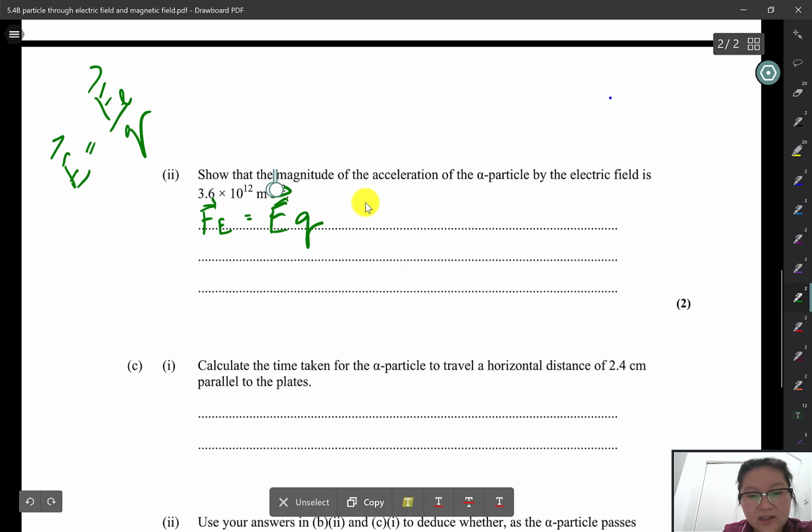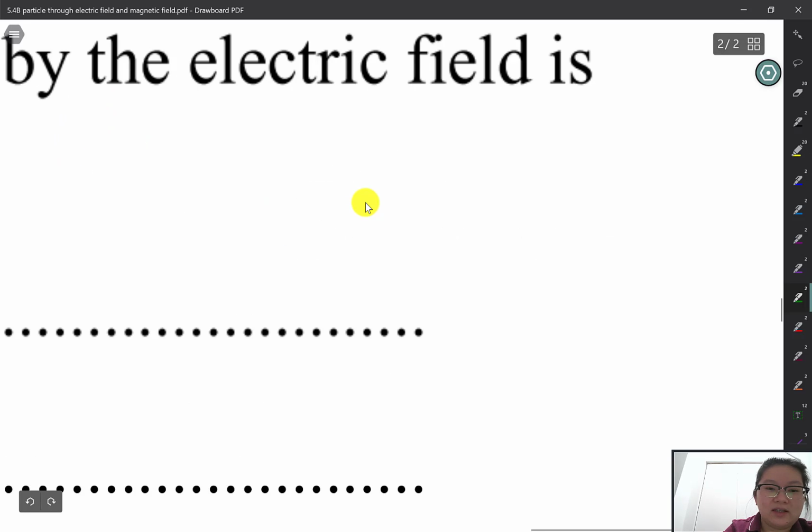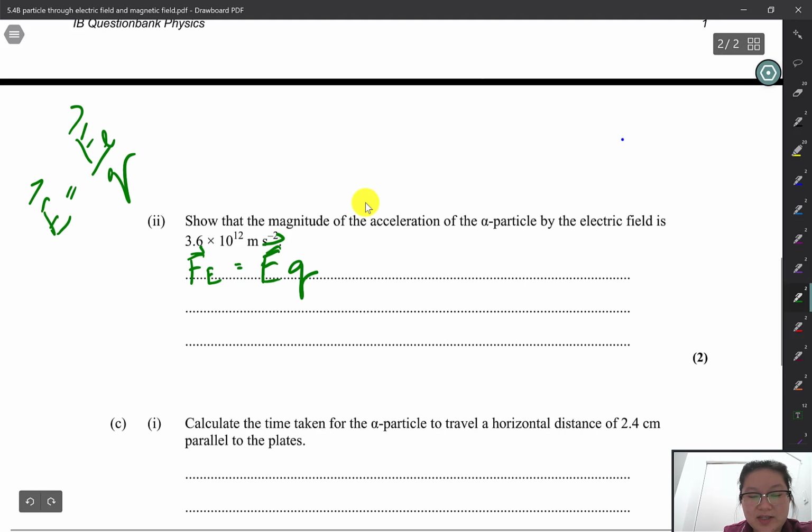Okay, so let's use this to find the force, because we know the electric field from the previous question. We know the charge is an alpha particle, so that's 2 times the elementary charge. And from the force, we can use that to find the acceleration from F equals ma. You know what? Let's just equate that right now.